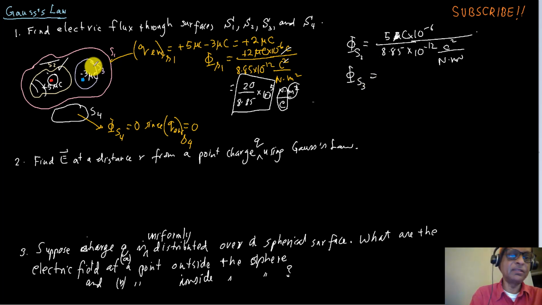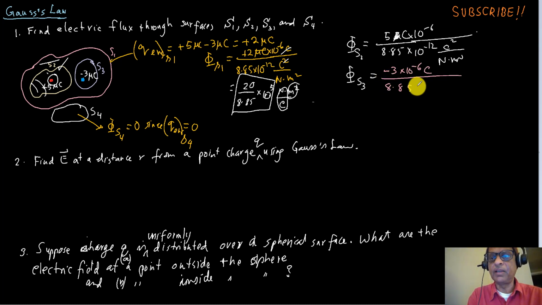How about phi S3? Phi S3 will be minus 3 microcoulomb, so the flux will be negative: minus 3 times 10 to the power minus 6 coulomb over 8.85 times 10 to the minus 12 coulomb square per Newton meter square. Okay, so you just get flux through any surface.